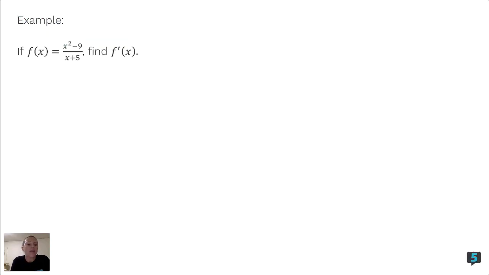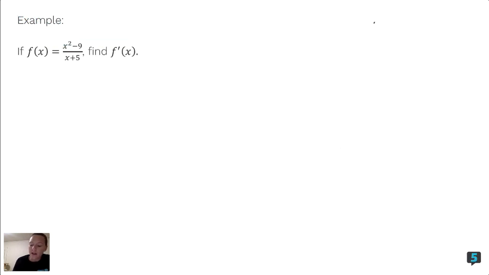This time I have that f of x equals x squared minus 9 all over the quantity x plus 5. And again, we're looking to find the derivative. Now, notice this time that I have a fraction. Fraction really tells me that there's division. So because I have division, I'm going to use the quotient rule, okay?